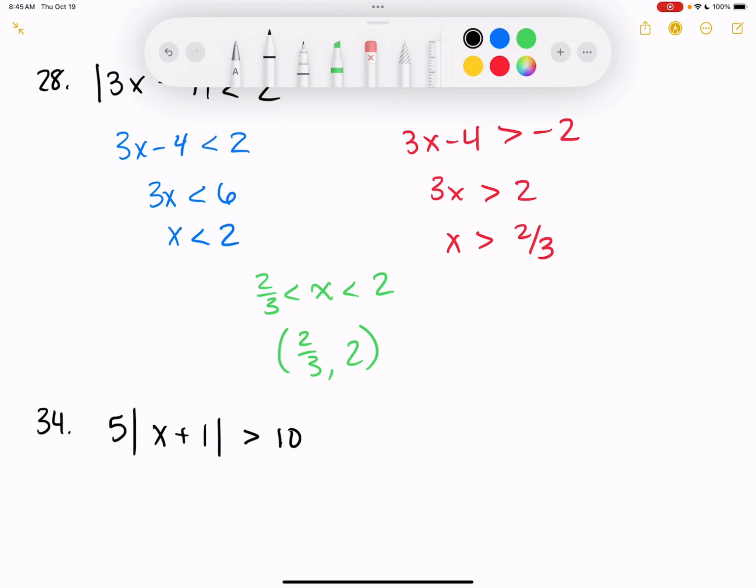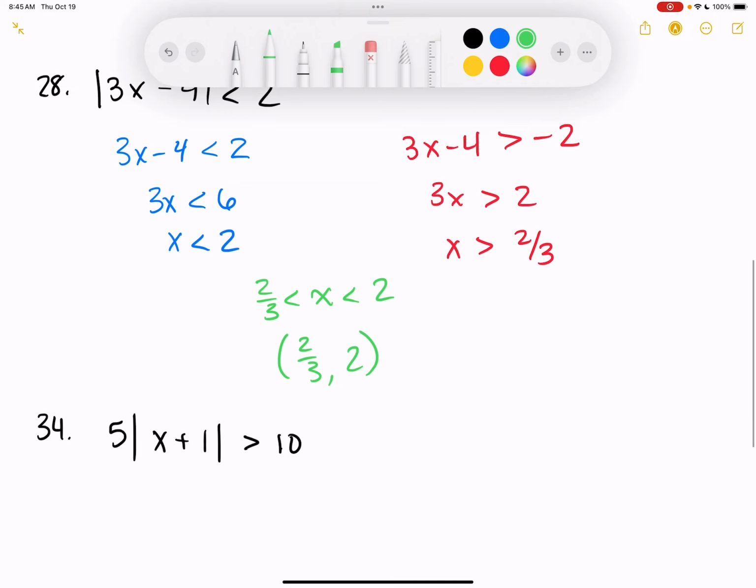We've got to move things over before we do the splitting it up, or like, well, it's not really splitting it up, before we write it twice. We need to get it so it's just the absolute value on one side. So I'm going to divide by 5, and I'm going to have the absolute value of x plus 1 is greater than 2.